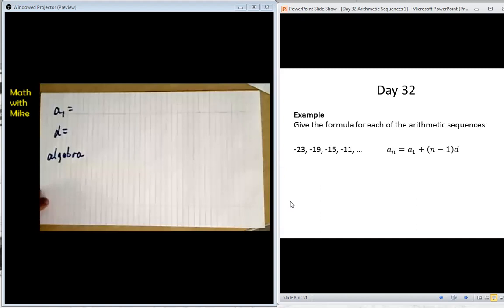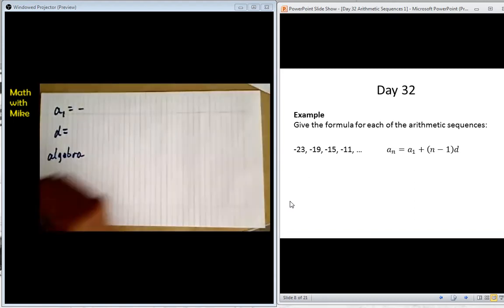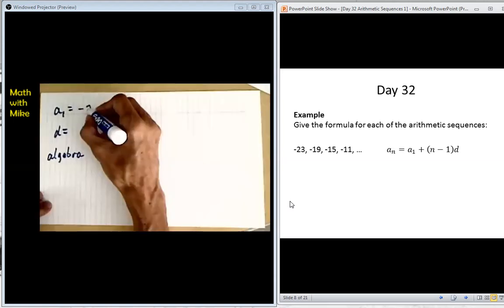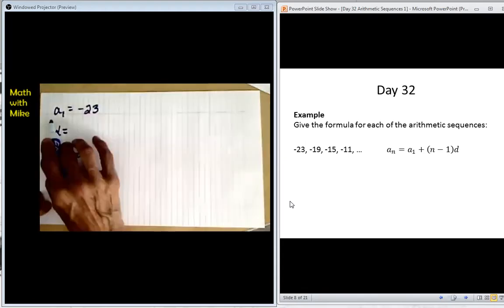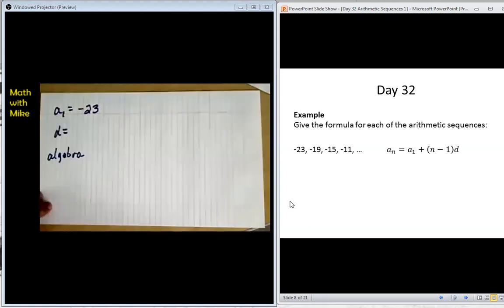So what does the A1 represent, good people? It's the first term, so minus 23. A1 is the first, has a 1 down there, so the first term. What's d? That's what you're giving me. 4 for sure, plus or minus, I'm not sure.